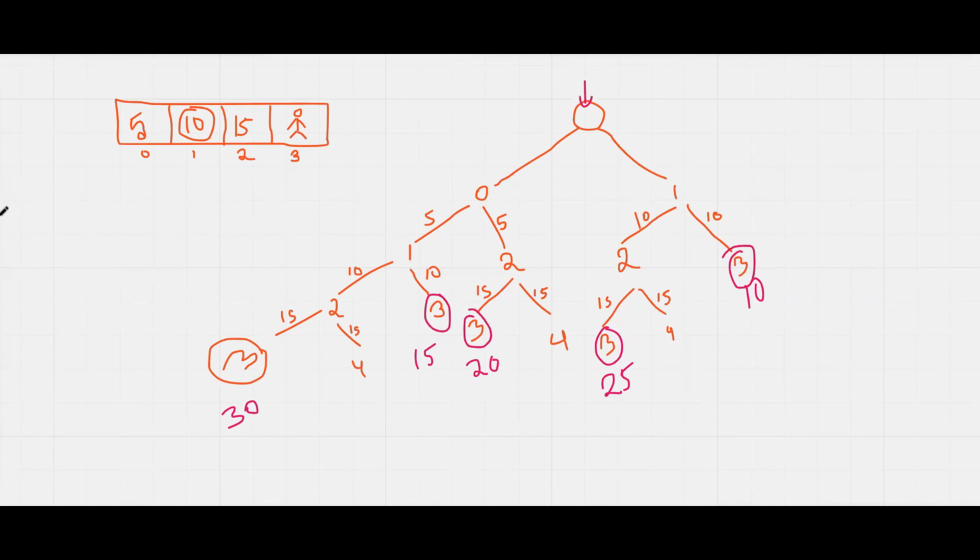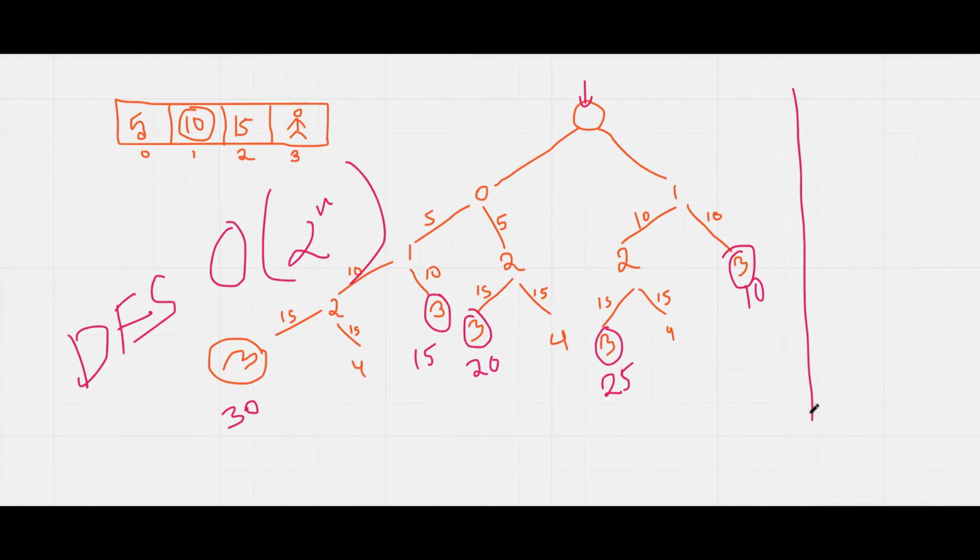Now, in this solution, in each step, we have 2 decisions to make, and if we use a trivial DFS solution, the time complexity will become roughly big O of 2 to the power n, which is the exponential time complexity. Here, n is the height of this tree, or we can say that n is the length of the given array. But this kind of exponential time complexity is very expensive in competitive programming.